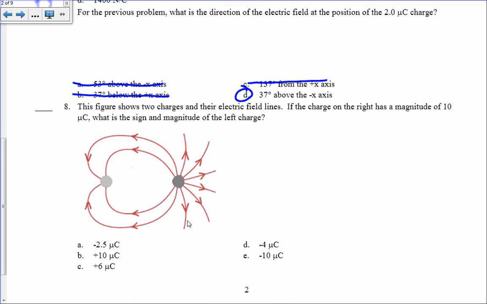This figure shows 2 charges and their electric field lines. A charge on the right has a magnitude of 10. So this charge is plus 10 microcoulombs. What's the magnitude and sign of the charge on the left? Well, I know it has to be negative, so I'm just going to get rid of all of these 2 answers. I count the field lines. 1, 2, 3, 4, 5, 6, 7, 8, 9, 10 field lines. 10, 2, 3, 4. All right, so that means that I have 4 microcoulombs over here, and it's negative. So D is the answer.